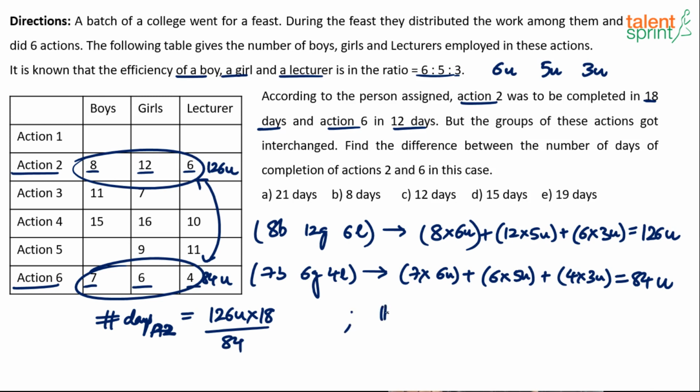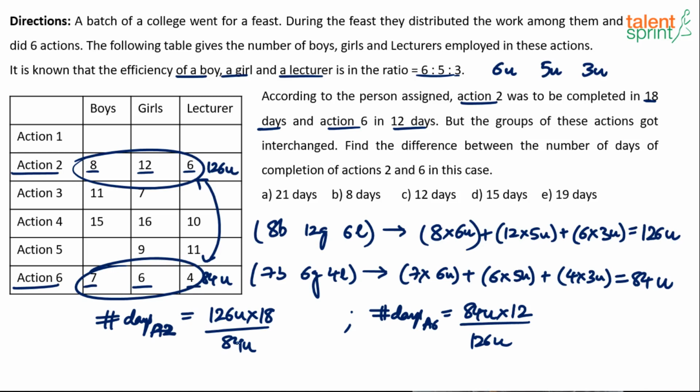Likewise, the number of days required for action 6. Action 6 originally was done by the group at 84 units per day, and they worked for how many days? 12 days to complete the work. But now the work can be done at the rate of 126 units per day. So how many days? You're able to follow the 84 units here. This is the total work, action 2. This is the total work, action 6. Now it is being done at the rate of 84 units per day, and now this is being done at the rate of 126 units per day. Simplify this, you'll get the number of days. The difference of that will be the answer here. Right?